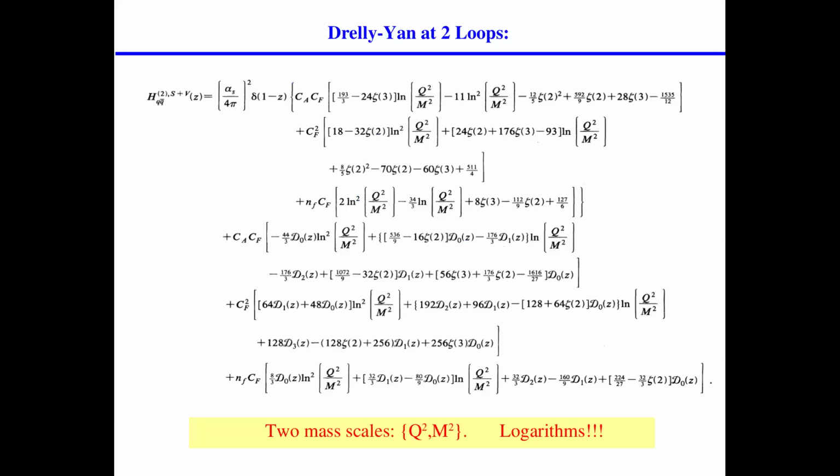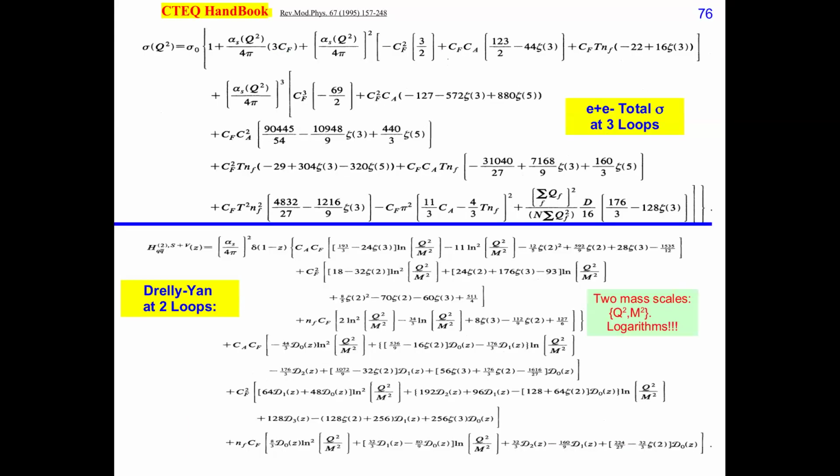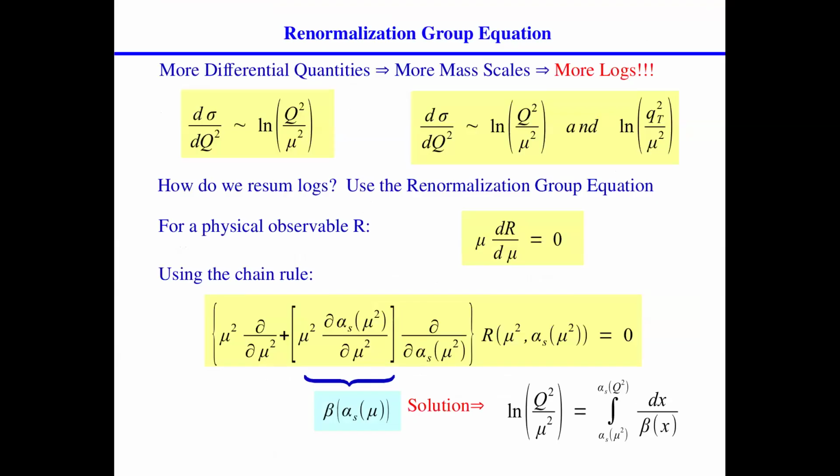Let's take a look at something that does have an extra scale. If I have a Q and M squared, for example, this is Drell-Yan at 2 loops, I've got my leading term, and then I've got all this stuff, and lots of logs of Q squared over M squared and some ugly functions. This is only 2 loops, but it is a whole lot more complicated, again, because I have the extra scale. I have 2 masses, which allows me to introduce logarithms. It gets much more complicated.